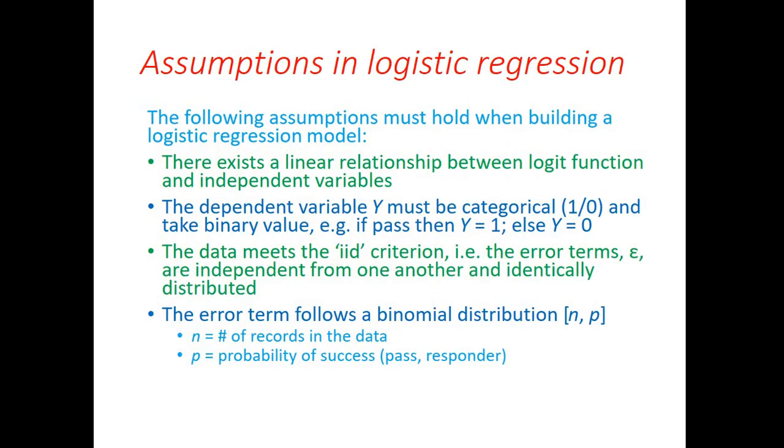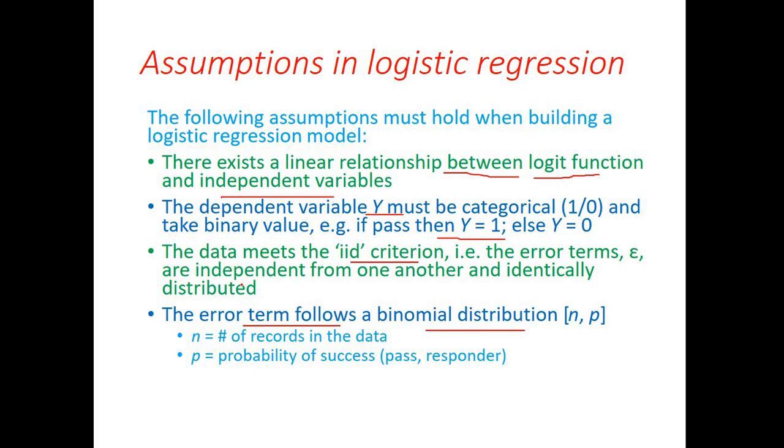Assumptions in logistic regression. The following assumptions hold when building a logistic model. There exists a linear relationship between the logit function and the independent variables. The logistic function is also called the logit function. The dependent variable y must be categorical and it takes a binary value, that means it may be either 1 or 0. The data meets the independent identical criteria and the error term follows a binomial distribution. So generally the data has an independent identical distribution.